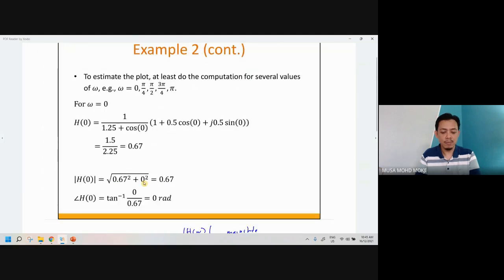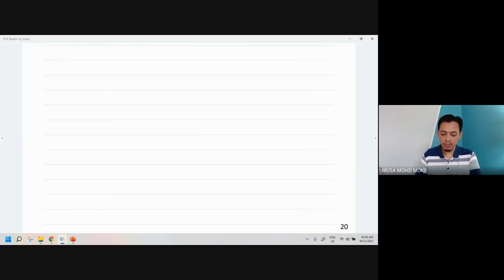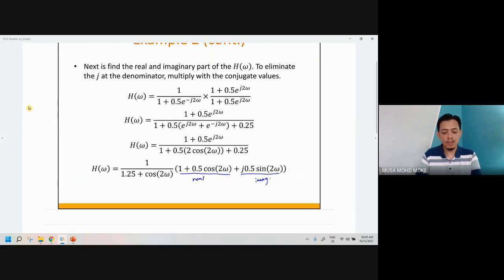Okay, let's do that. For omega equals 0, because we have this equation, we plug in the 0 value. When this is 0, this one becomes 0, this becomes 0, this one becomes 0. So what we are going to solve is 1 over 1.25 plus cos 0 multiplied by 1 plus 0.5 cos 0. This is sine 0.